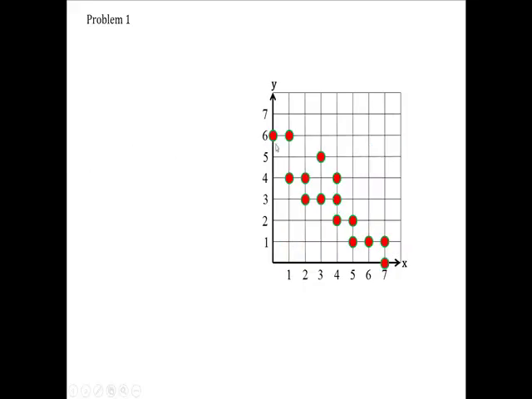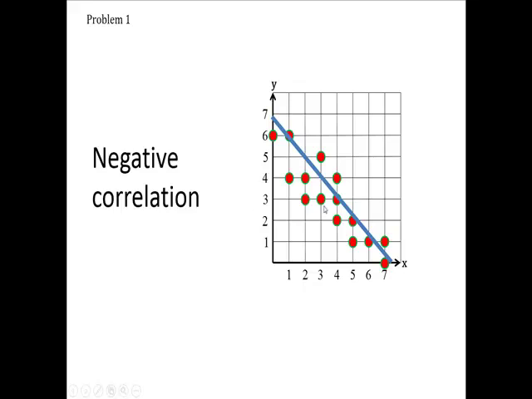Now, this is what you call a negative correlation, because you could draw a line somewhere along here and it would somewhat hit the points, okay? And this is what you call negative slope. So this would be a negative correlation.